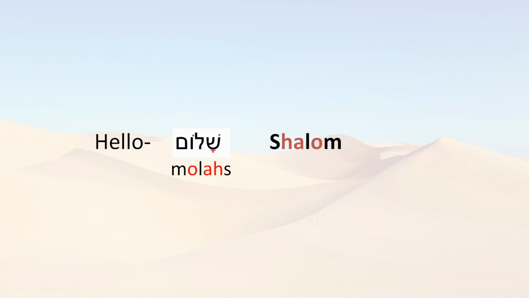With diacritics, however, this changes. The first letter without a diacritic is an S, but with one is a sh sound. Then it shows an A, and the letter V is actually an O sound when written with this diacritic. So we get shalom.